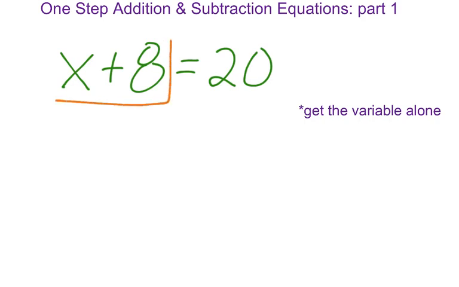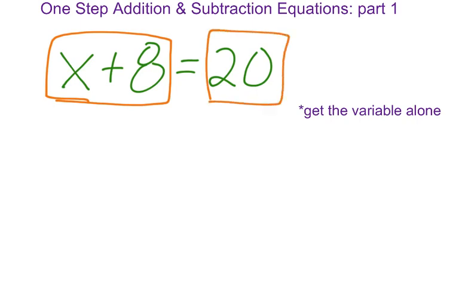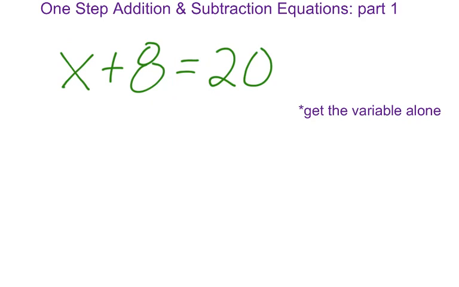My variable is on the left side of the equal sign. I've got 20 on the right side of the equal sign. This is an equation, so those two sides are balanced. X plus 8 is the same as 20. So in order to get my variable alone, I have to get rid of whatever is with it. Currently, there is a plus 8 that is with my variable.